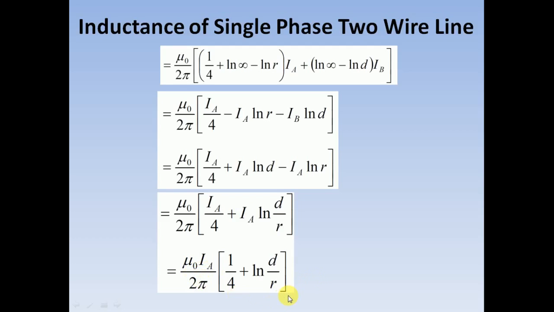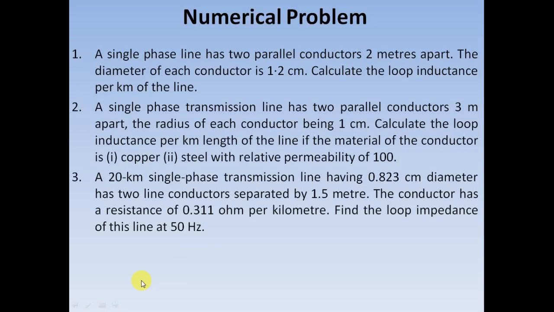So I will get it as mu 0 IA by 2 pi into 1 by 4 plus natural log of D by R. Next, you will see some simple numerical problems associated with the relations which we have learned so far. All these are direct substitution problems. Let's see the first one. A single phase line has two parallel conductors. It is a single phase two-way system, and the value of D is given as 2 meters, and the diameter of each conductor is 1.2 centimeter. You were asked to find the value of loop inductance.